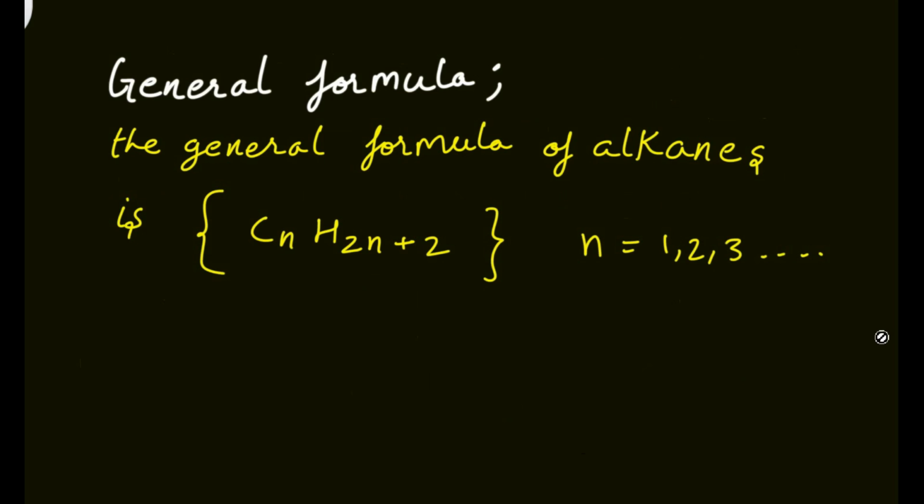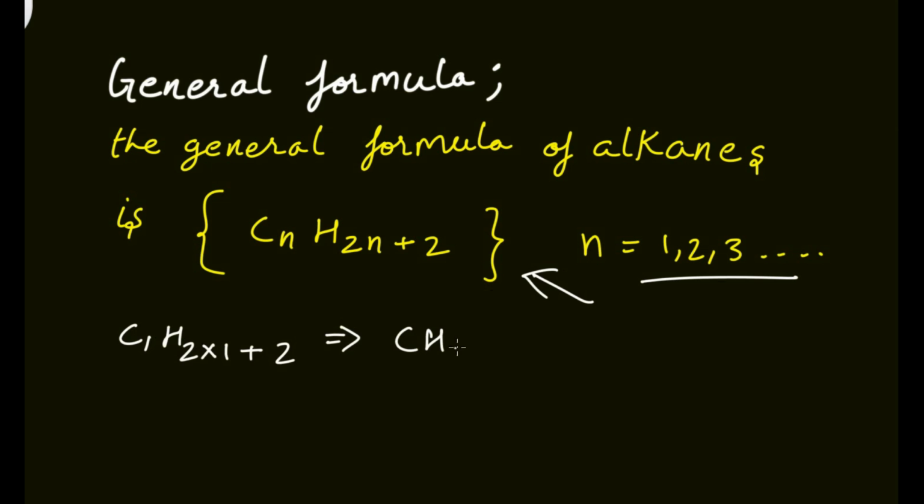Now, what is the general formula? The general formula for alkanes is CnH2n+2, where n is 1, 2, 3, and you can continue it with 4, 5, 6. You can take the chain as long as you can. If the compound is alkane, it will follow this formula. Let's check it. Put n equal to 1: C1H(2 into 1 plus 2). You will get CH4. The first member, this is methane, right?